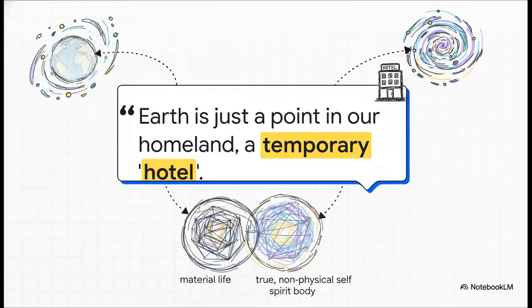And that leads to this really profound way of reframing our entire existence. The text uses this powerful metaphor. Earth is just a point in our homeland, a temporary hotel. The whole idea is that our physical life is just one brief stop on a much, much longer journey. Our bodies are temporary, but our true non-physical self is on this eternal voyage.